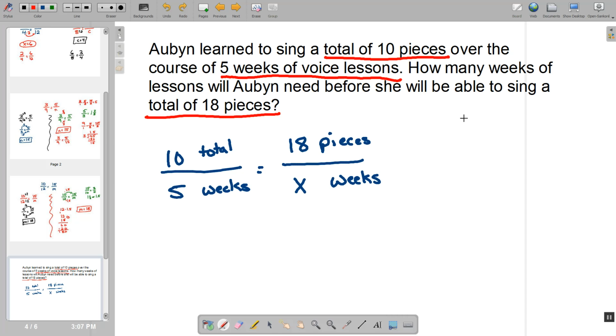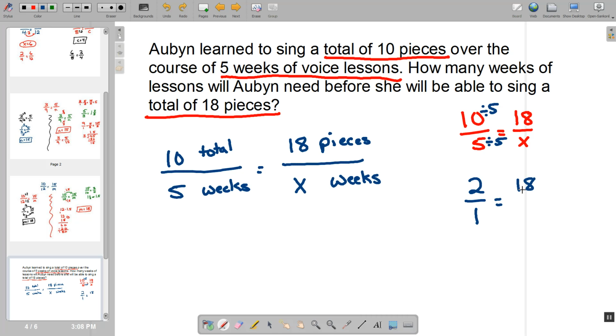So once again, same thing we've done before. It's 10 fifths is equal to 18 over x. You could do either method, but personally, because 10 and 5 look like they can be divided both by 5 right away, I'm going to use the simplifying strategy that we did before. 10 divided by 5 is 2, and 5 divided by 5 is 1, which makes sense. She got 2 pieces a week on average.